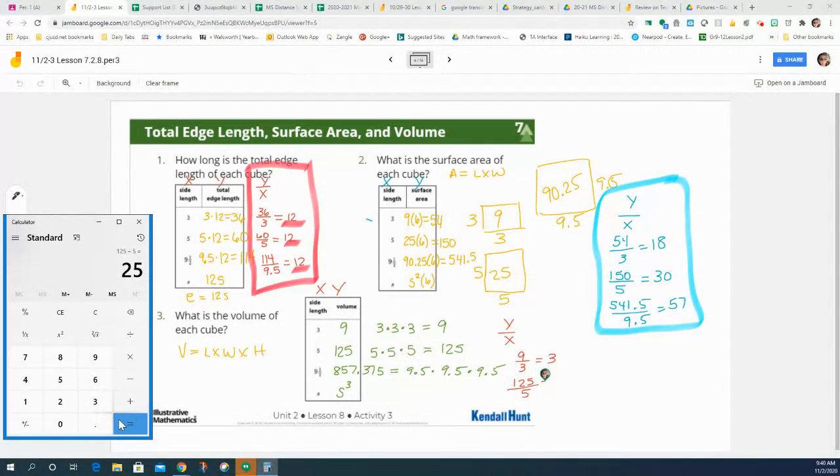And the last one is 857.375 divided by 9.5. And we get 90.25. Notice this column, they do not divide to the same number. Therefore, they are not proportional.